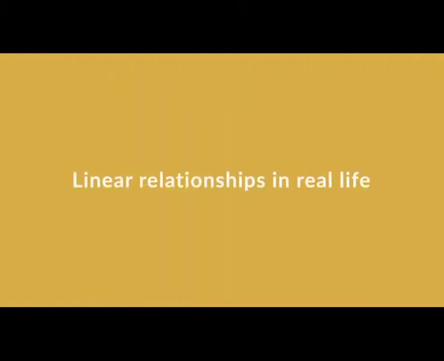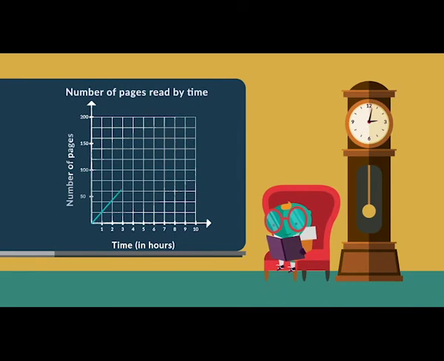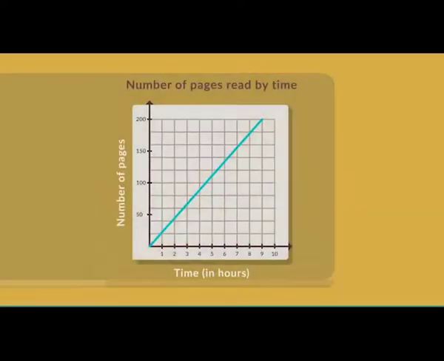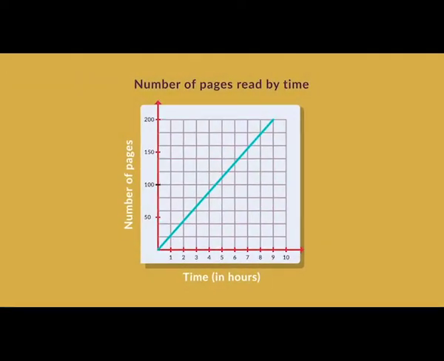There are many situations in real life that can be represented by a straight line graph. For example, you could say there is a linear relationship between the number of pages read versus the time taken to read them. What is the relationship between x and y? We can describe it in words. It takes Fidel 4.5 hours to read 100 pages.